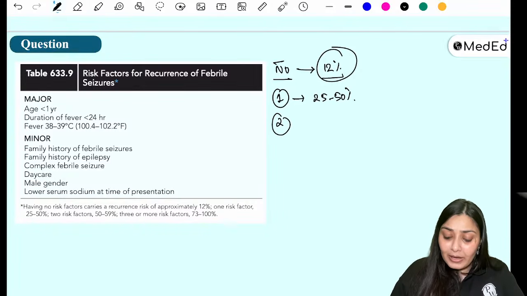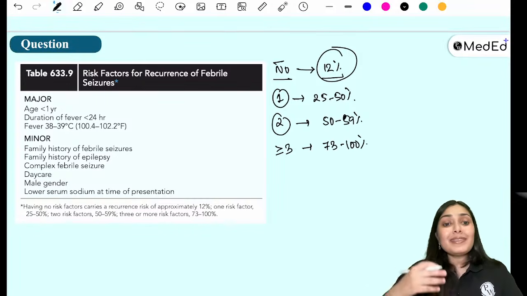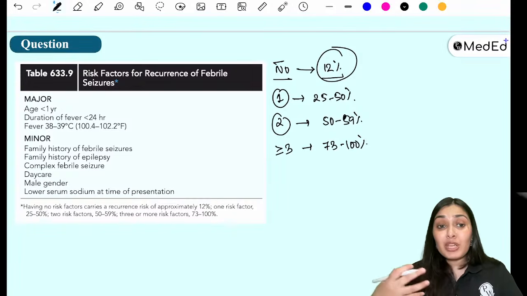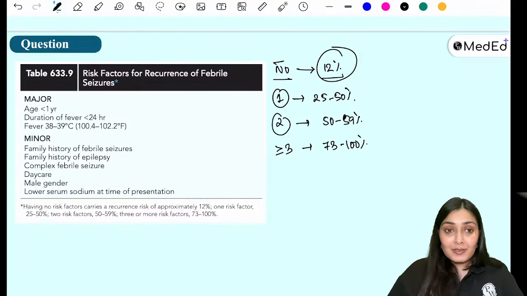If two risk factors are there, there is a 50 to 60% chance. If three or more, then 73 to 100% chance. And amongst these risk factors also, we have certain major risk factors and minor risk factors.